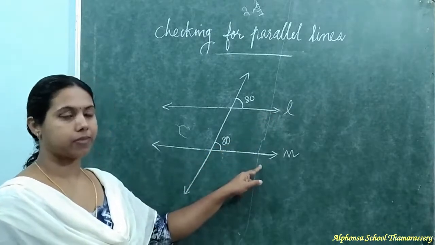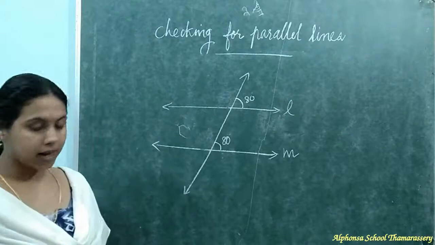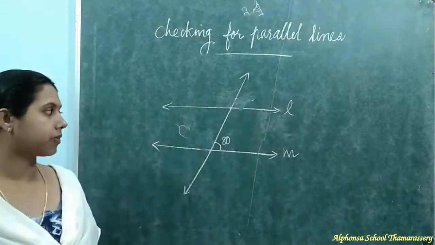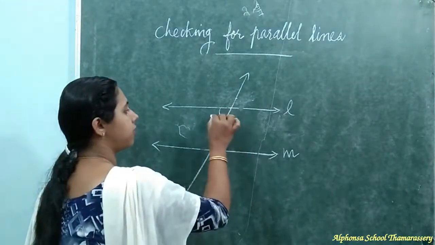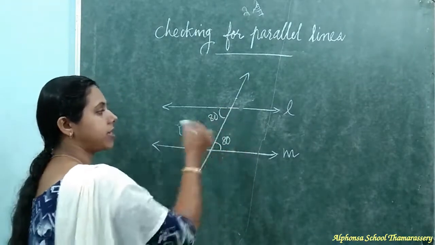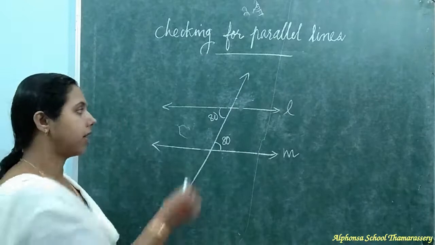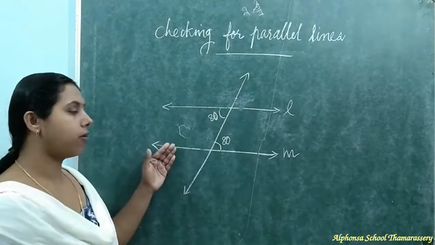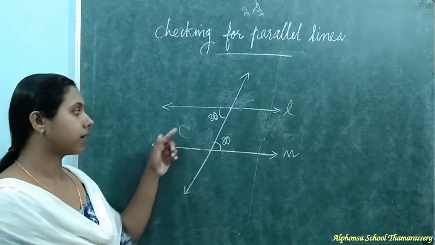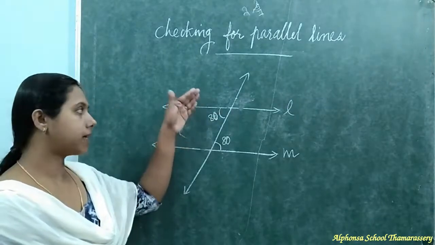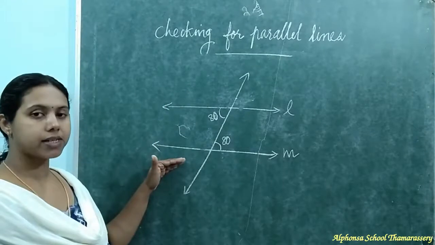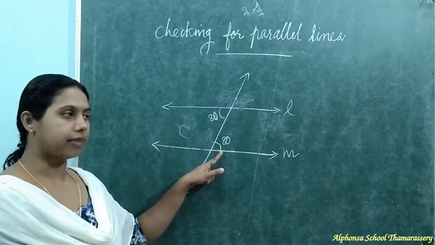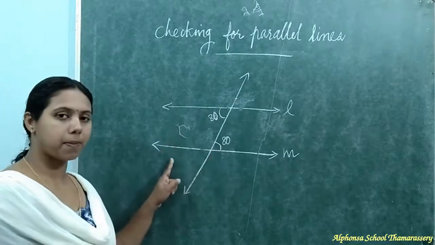parallel. The same way, suppose these two alternate interior angles are given. This angle is given as 80. They are alternate interior angles. Here the alternate interior angles are equal. Therefore, we can say that when a transversal cuts two lines such that a pair of alternate interior angles are equal, then the lines have to be parallel.